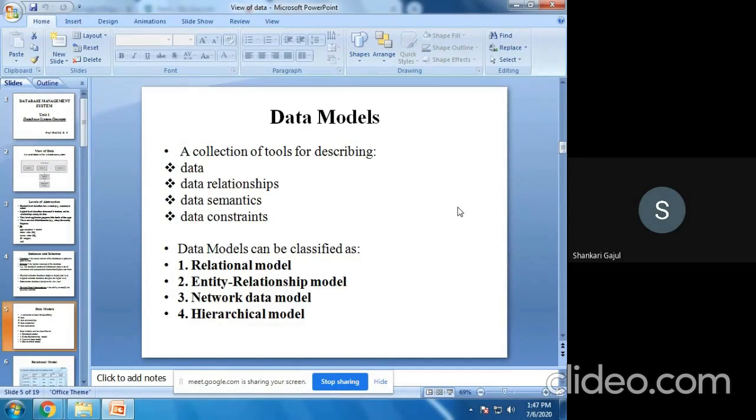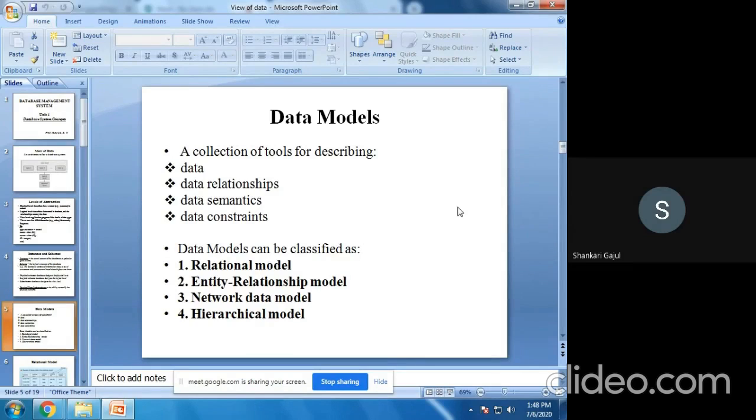A data model is a collection of tools for describing data relationships, data semantics, and data constraints, that is, what kind of conditions we will apply on particular record names or attributes. It describes the overall design or structure of the database. So basically it is the collection of data relationships, data semantics, and data constraints.